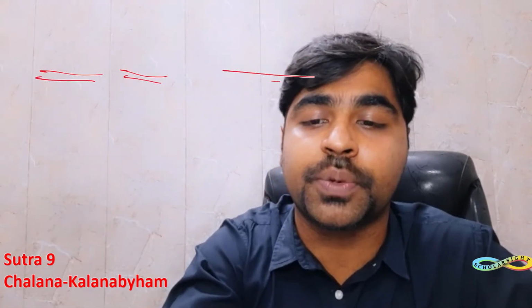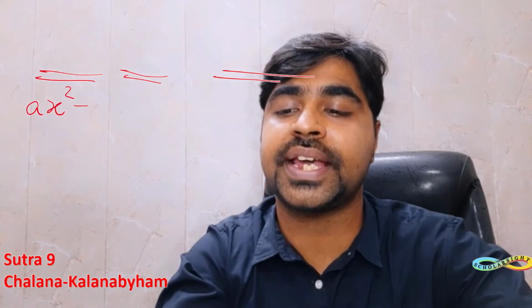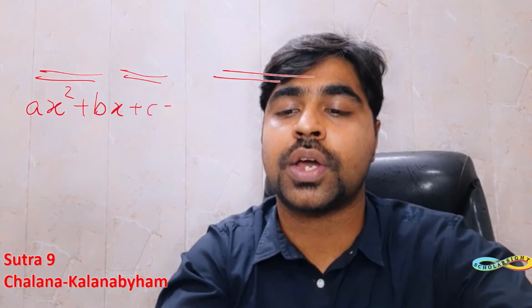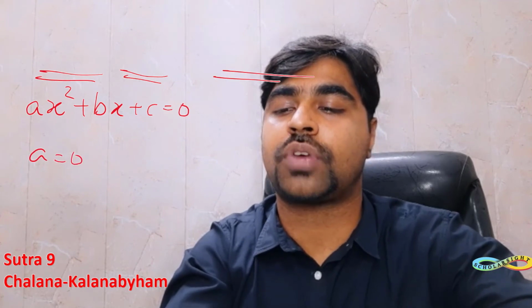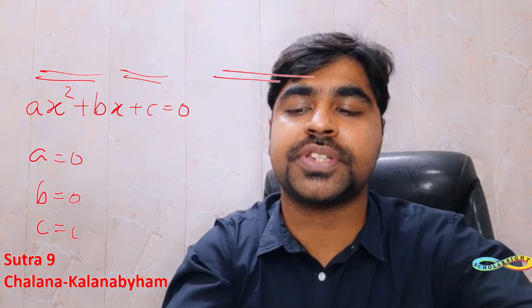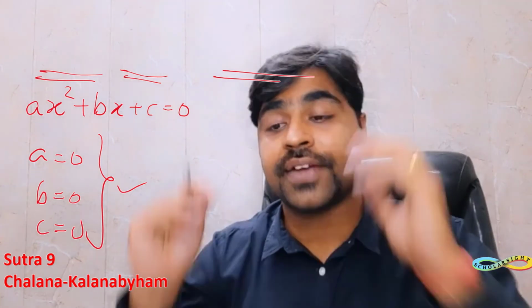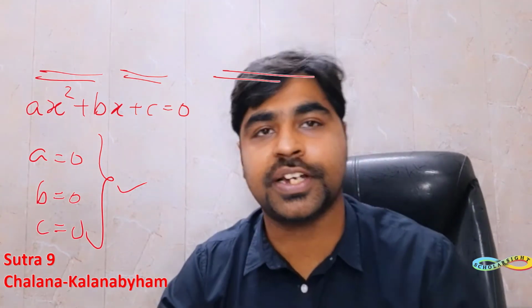We will also be discussing the different kinds of quadratic equations. The general form of the quadratic equation is ax square plus bx plus c. What if a becomes 0? What if b becomes 0? What if c becomes 0? What happens in each case will be discussed with you in this sutra.